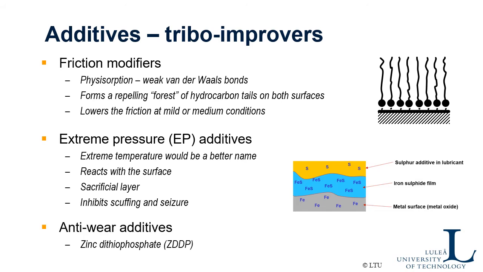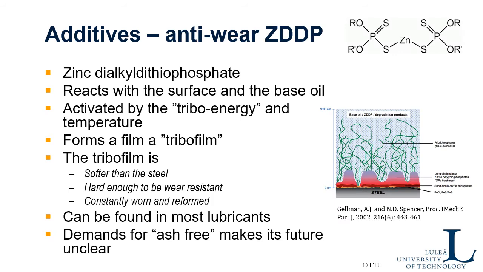And then the third category of tribo-improvers is the ZDDP, a typical example of an anti-wear additive. The anti-wear additive ZDDP is very commonly used. The molecule looks like this. So you have zinc, you have sulfur, you have phosphor in it, and you have some hydrocarbon tails. And its full name is zinc dialkyl-dithiophosphate.